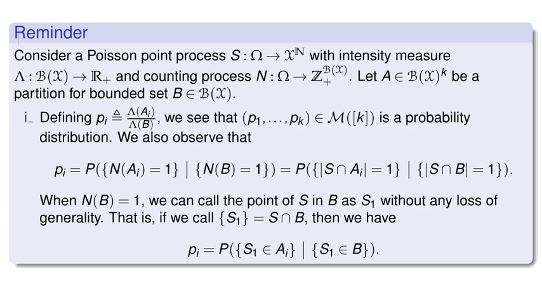This is an element of script M of the set of integers from 1 to k. We can interpret p_i. It's the probability that N of A_i equals 1, given that N of B equals 1. This is also the probability that the number of points from S in A_i is 1, given that the number of points from S in B is 1. If we know there is exactly 1 point from S in B, let's call it S_1 without loss of generality, then p_i is simply the probability that this point S_1 is in A_i, given that S_1 is in B.